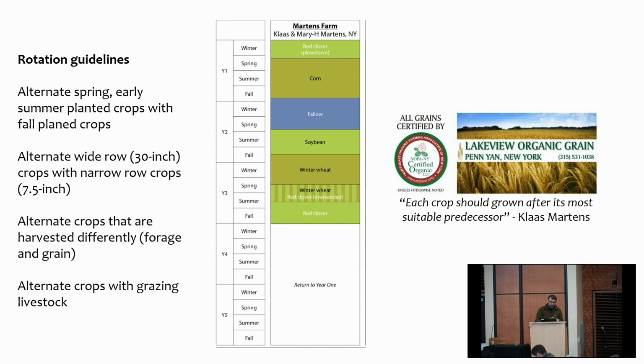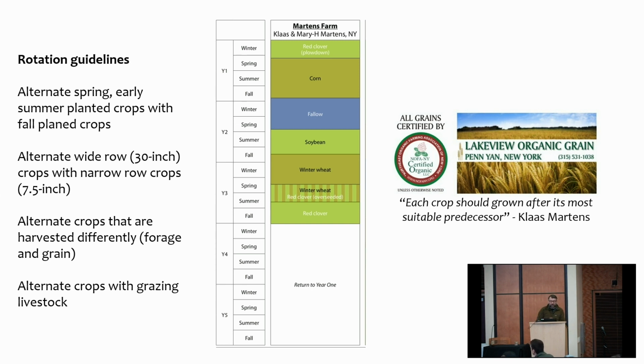So in that book, here are some rotation guidelines. This is from the book, with an image there in the middle from Klaus and Mary Howell Martin's farm in Penn Yan, New York, which is not too far from us at Cornell University. They run Lakeview Organic Grain and Seneca Bean and Grain. In this version, they were growing corn, soybean, and then wheat and red clover, okay? So that was their standard rotation.